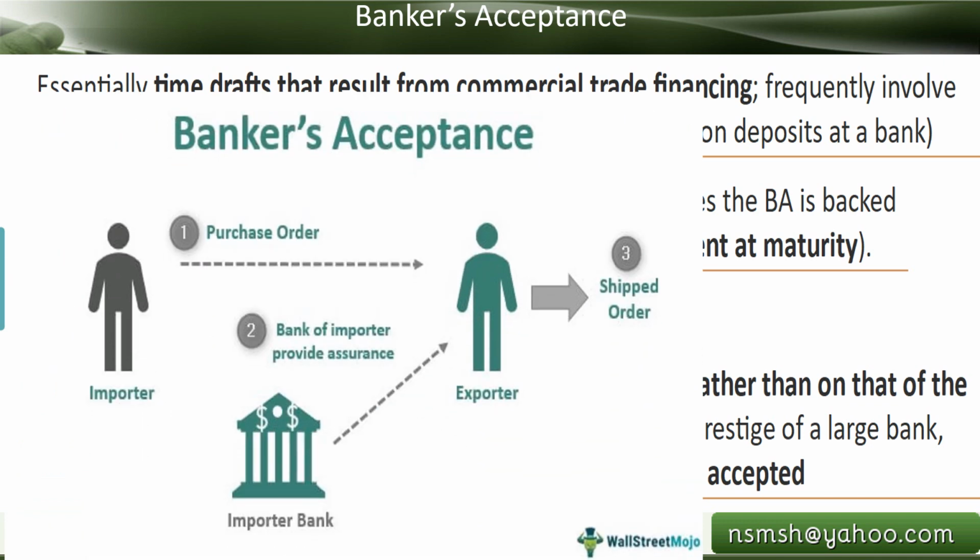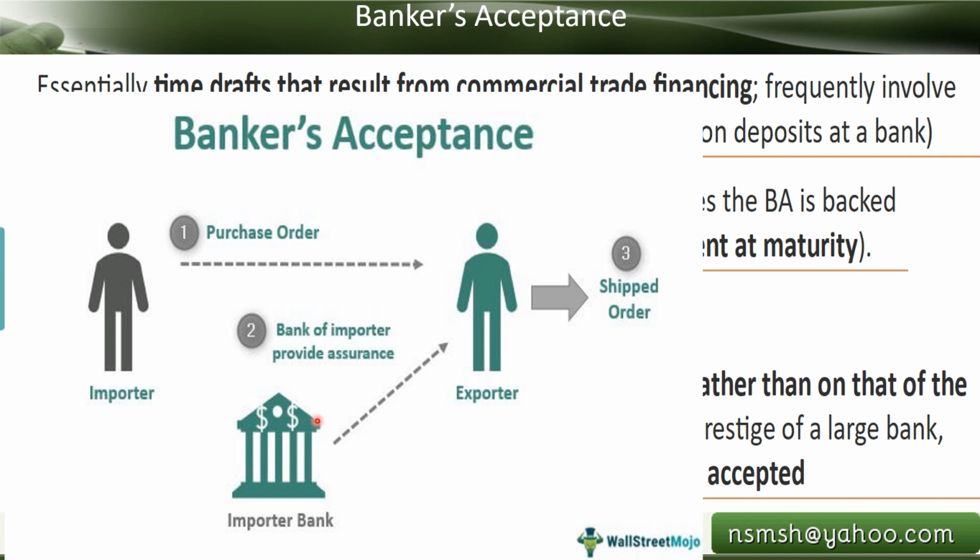A banker's acceptance example: suppose a US company wants to purchase 1000 units of mobiles at an aggregate price of $1 million from a German company. So they send the purchase order to the exporter, and the US company asks its bank to issue a banker's acceptance to the German firm, the exporter.